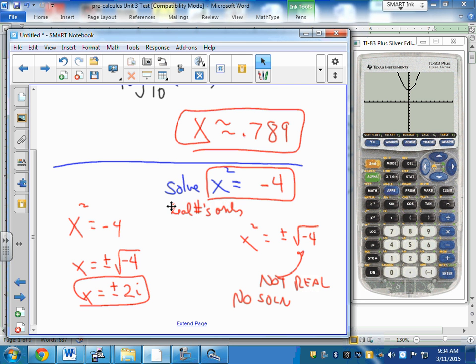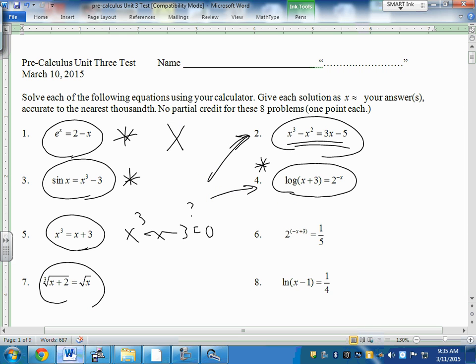If you still have trouble graphing and finding the solutions to equations using a graphing calculator, you need to find somebody. These 8 problems in this test should have taken less than 5 minutes. Basically, you type it in, graph it, find the 0, write the answer down. Okay? So one more just for practice.